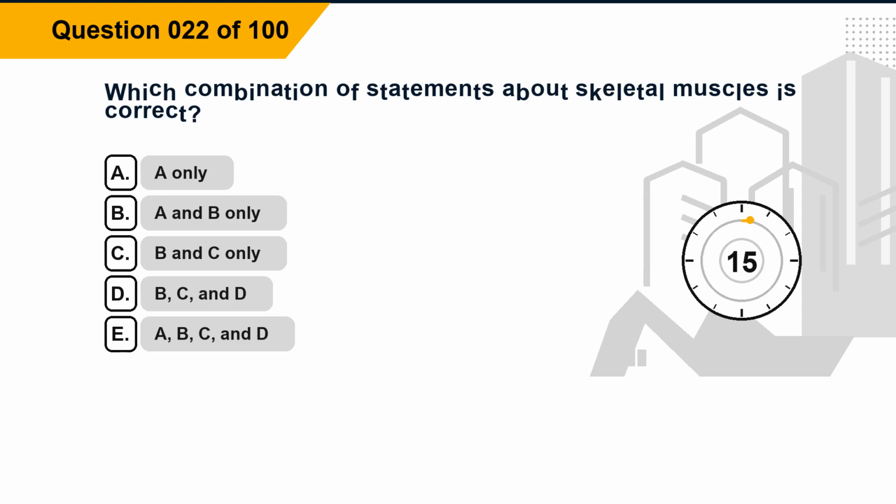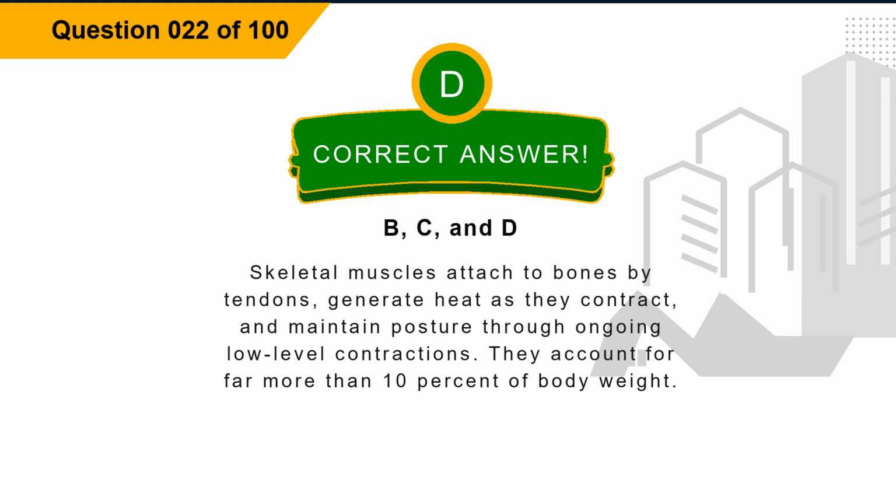Question 22. Which combination of statements about skeletal muscles is correct? Option A only. Option B, A and B only. Option C, B and C only. Option D, B, C, and D. Option E, A, B, C, and D. The correct answer is option D, B, C, and D. Explanation. Skeletal muscles attach to bones by tendons, generate heat as they contract, and maintain posture through ongoing low-level contractions. They account for far more than 10% of body weight.